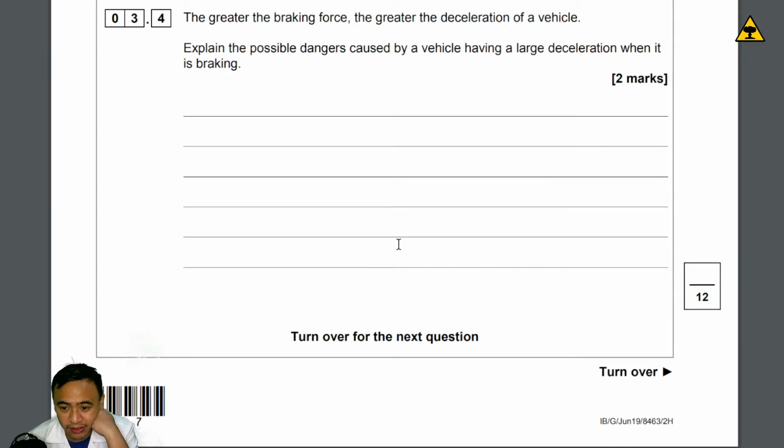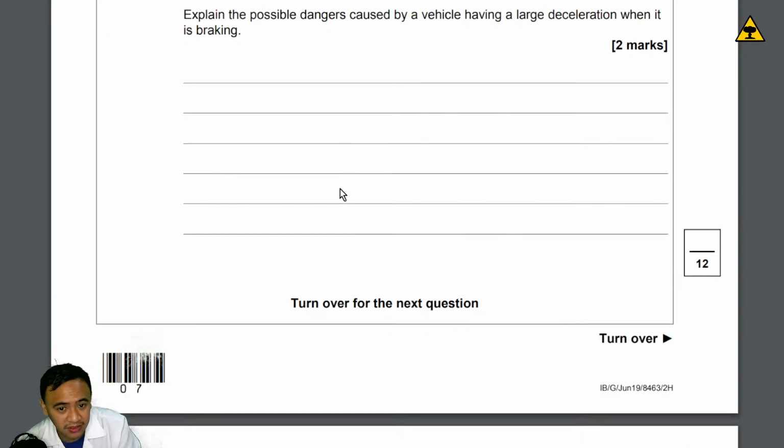Now what effect does that have? That causes a loss of control or a skid. Okay, so yeah, that's correct. So the greater the deceleration, the greater the danger. I think that's good enough to get full marks on that.